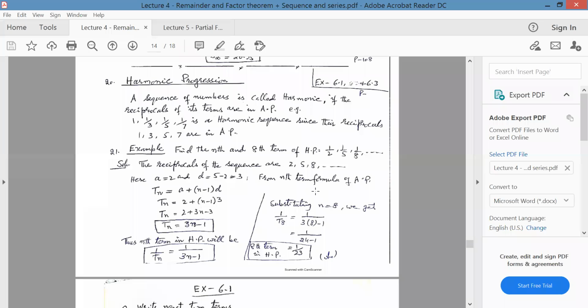From the nth term formula of AP, this is Tn. The nth term is A plus n minus 1 into D. Insert all the values. A is 2, n minus 1, and common difference is 3.